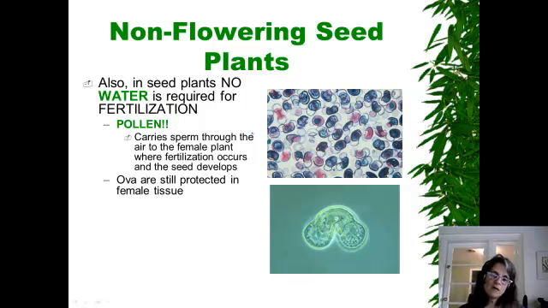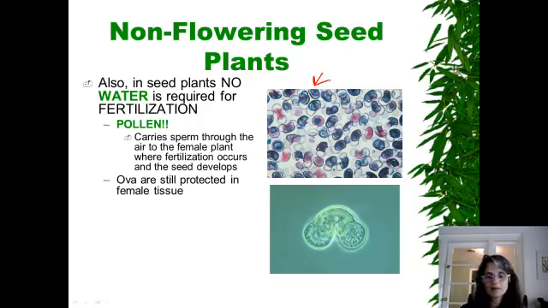So the ova are going to be protected in the female tissue, and we're really not going to see the female gametophyte containing the eggs. We're not going to see it. It's not going to be apparent to us. It's going to be so hidden in the plant, in the sporophyte. But you see pollen all the time. It likes to cover your car in the springtime weather.